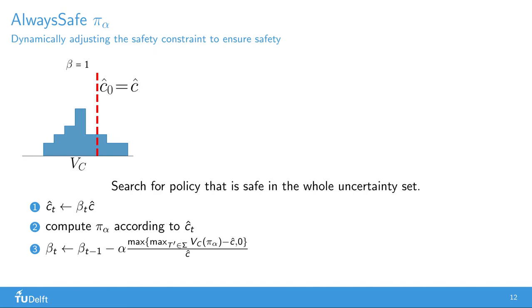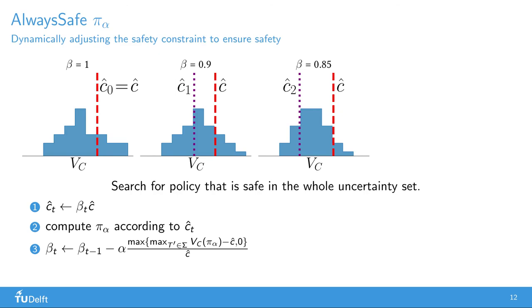The idea is to compute a ground policy that is guaranteed to be safe in the whole uncertainty set. To find such a policy, we can adjust the safety bound, which makes the policy more conservative. We can repeat this process until the policy is actually safe in all the constrained MDPs of the uncertainty set. If the uncertainty set is still too large, the constraint can become very tight, making the problem infeasible. In this case, we can still deploy the abstract policy to collect more data and reduce the uncertainty set.